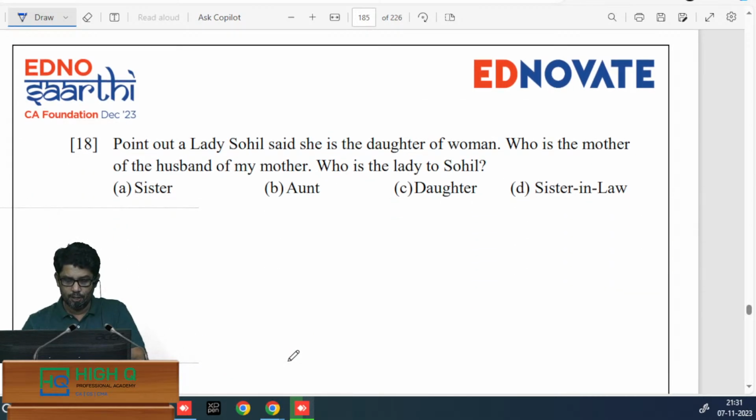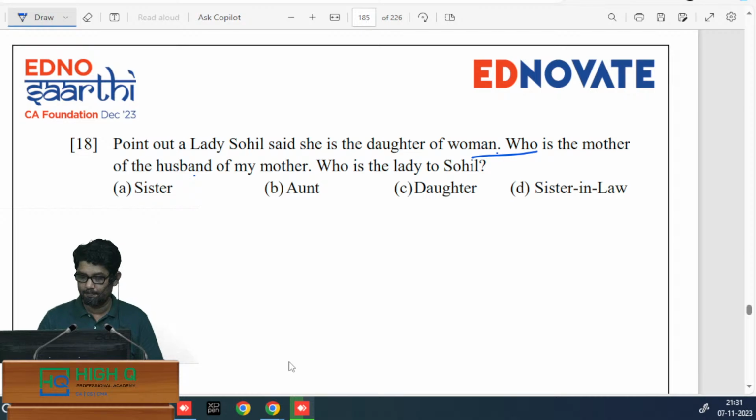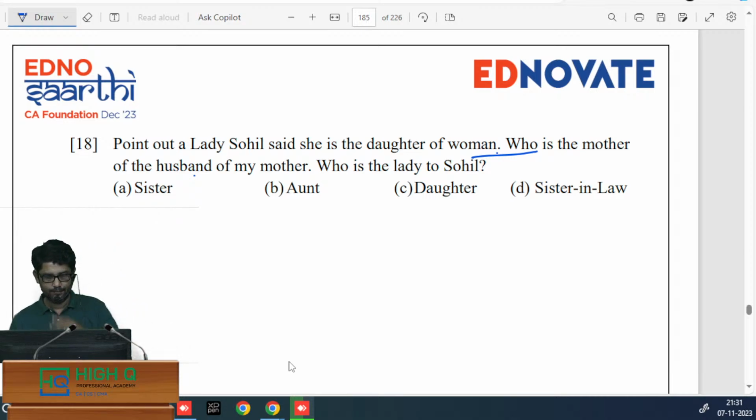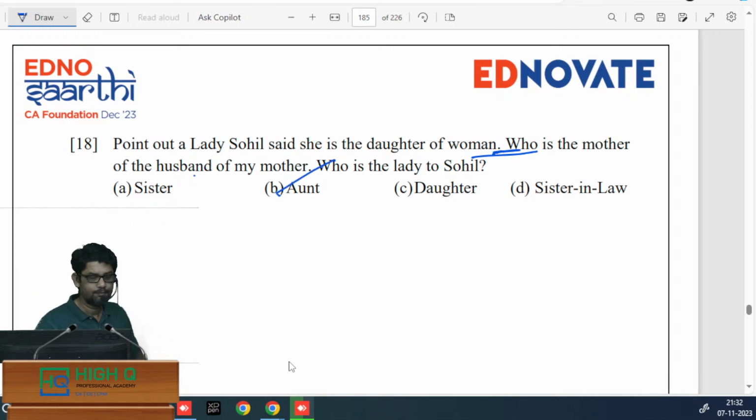Pointing out a lady, Sohail said she is the daughter of my mother. See, this is a continuous statement, my dear. Who is the mother of the husband of my mother? Can you do this? Let me read that statement for you once again. Pointing out a lady, Sohail said she is the daughter of my mother. Who is the lady to Sohail? Yes, aunt is the right answer.